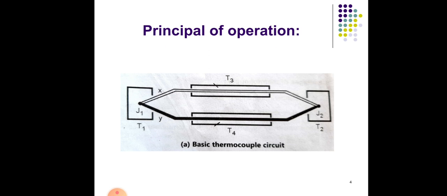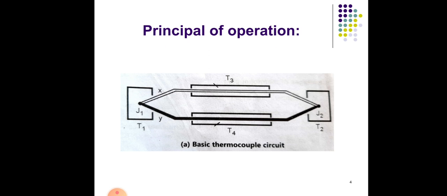Principle of operation. The operation of thermocouple is based on a phenomenon called the Seebeck effect. Now, what is the Seebeck effect? The Seebeck effect states that current flows in a closed circuit made of two different metals if the junctions of the two metals are kept at two different temperatures. Due to this, current flows and EMF is generated. That EMF is proportional to the temperature difference between the two junctions. This is called the Seebeck effect, and the working of the thermocouple is based on it.